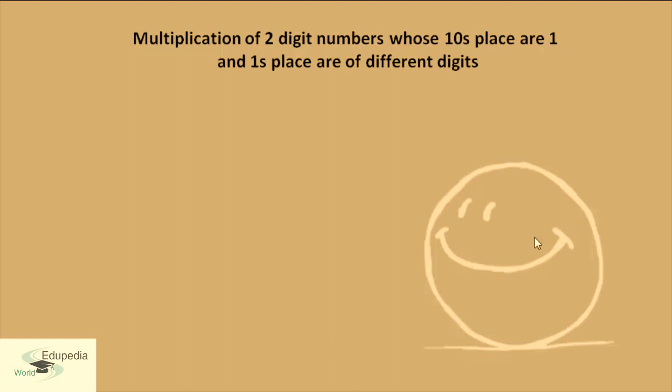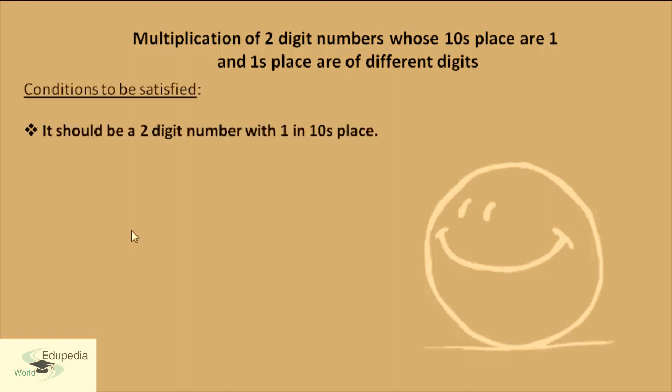So guys, at first, the conditions that are to be satisfied when we are using this shortcut are: number 1, it should be a two-digit number with 1 in the tens place. And number 2, it can have any digit in its ones place. Now let us see what is the procedure or the shortcut that we are going to perform here.